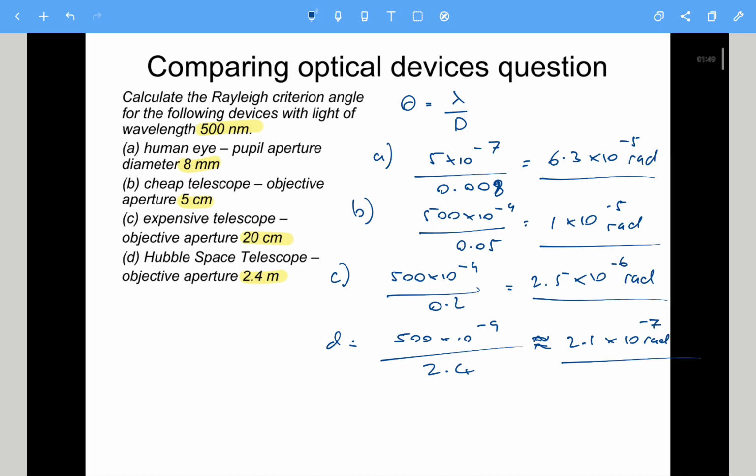You've probably figured out by now that theta is inversely proportional to the diameter. So the larger the diameter of the aperture, the smaller the Rayleigh criterion. And the smaller the Rayleigh criterion, typically the better the telescope will be, definitely at resolving between two separate objects at a great distance.